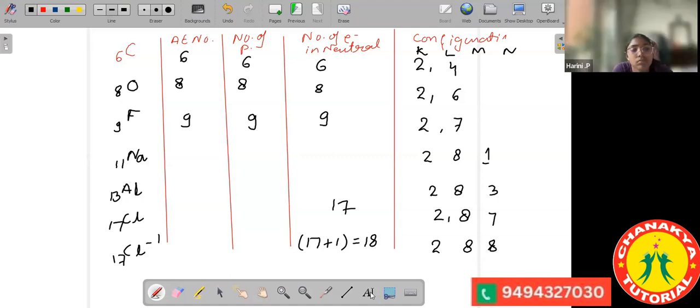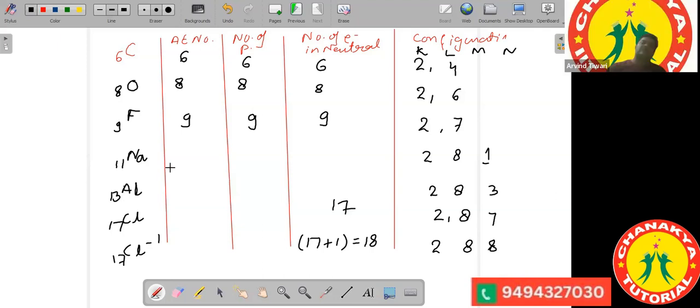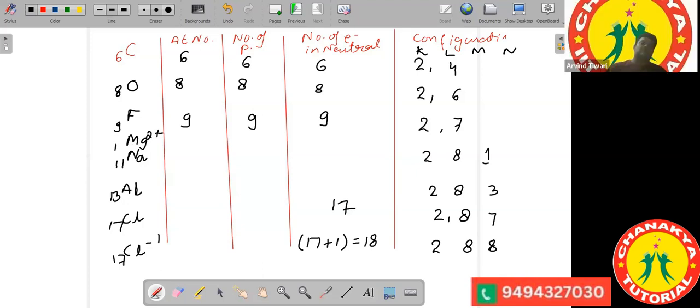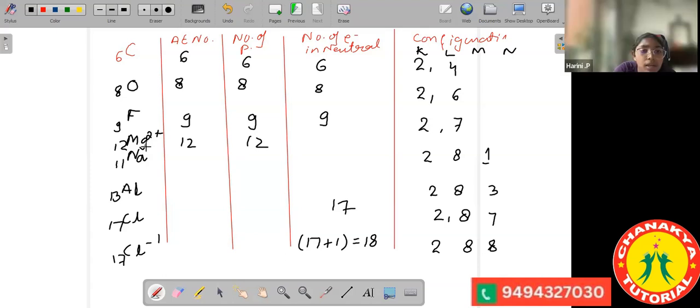Yes. Okay. In a similar way, if I write for Mg2 plus, Mg has an atomic number of 12. So there are 12 protons, but the number of electrons is different, since it is showing a charge of +2. That means 2 electrons have been removed out of it.